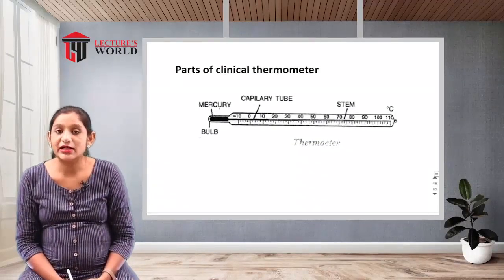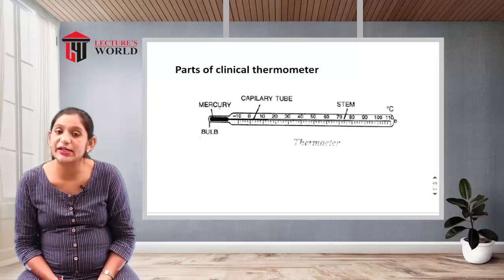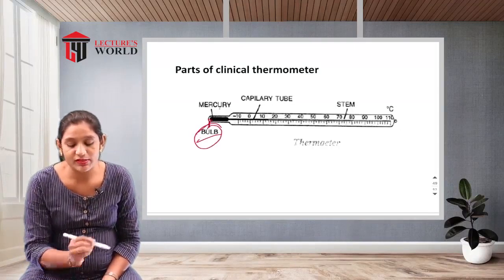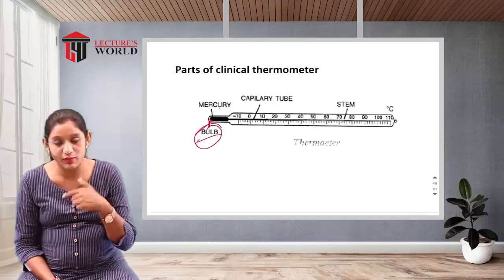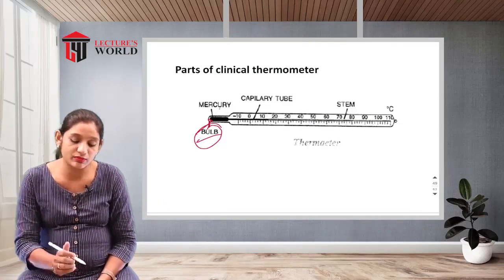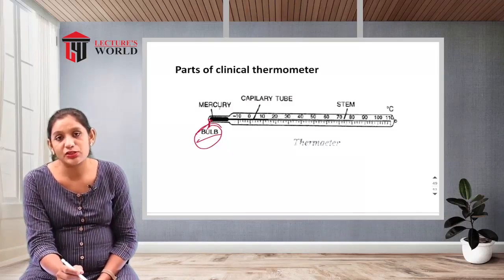Parts of the clinical thermometer. What are the parts of the clinical thermometer here? See, this is the bulb which is going to enter into our mouth or underarm, right? These are the measurements of the bulb. We have to put it under the tongue, into the mouth.